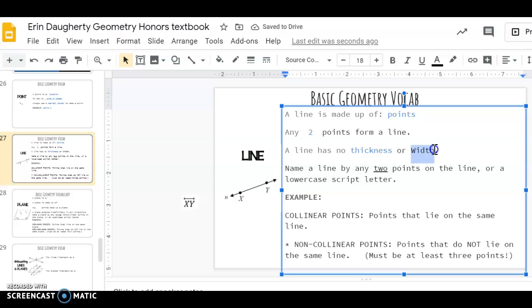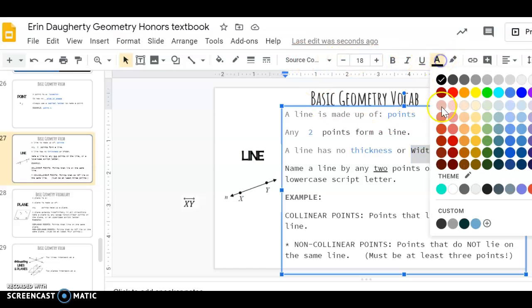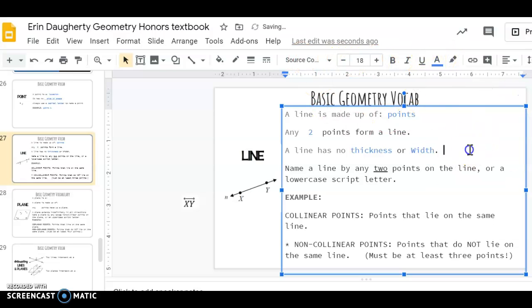And notice how sometimes it turns black and I want that to be blue so it stands out. You can always change that color a little bit later. And I don't know why that's capitalized, but it is. Okay, name a line by any 2 points on a line or a lowercase script letter. So if I have a lowercase script letter, my example here would be line n. So notice how there's a little lowercase n right there. That names the line. And in order to make it a script, you can italicize that n.